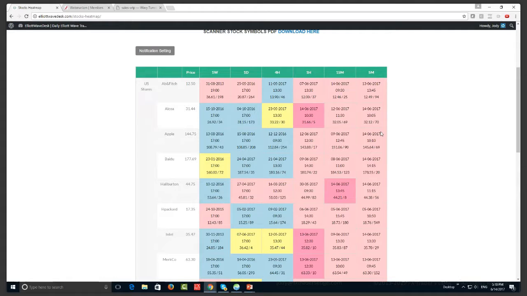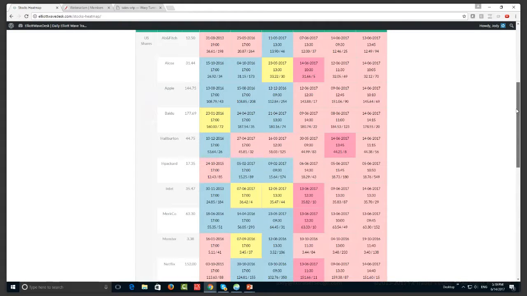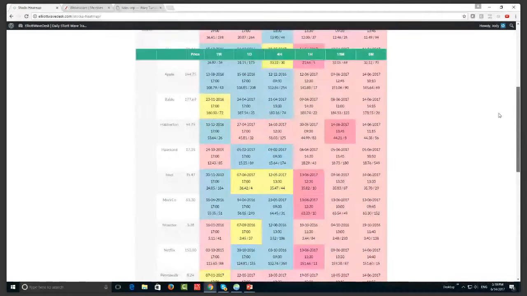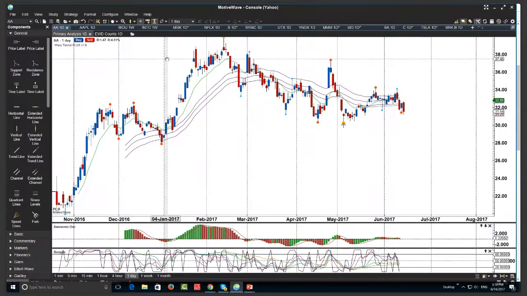Now, I'm going to show you some examples, of course, and the examples that I picked out were from this watch list, the ones that are blue on the bigger time frames and red on the smaller time frames, and we're going to talk through them. Let's get to the markets. All right, so this first stock that was on the list was Alcoa.